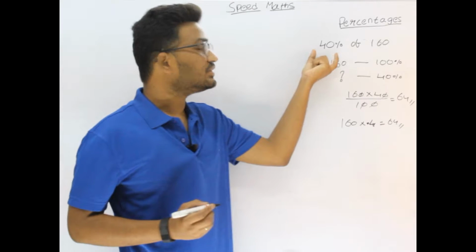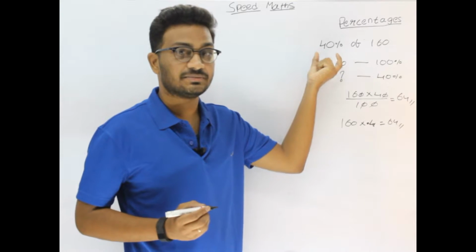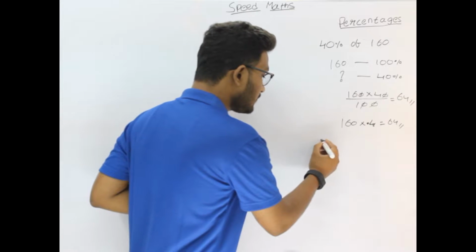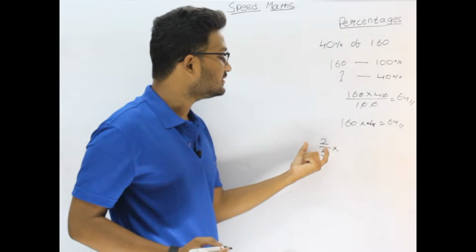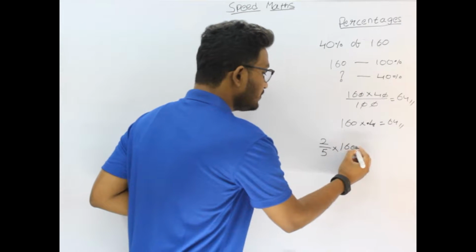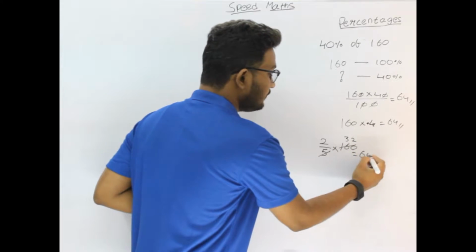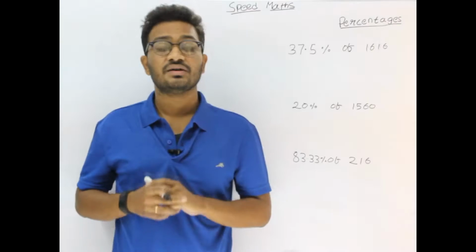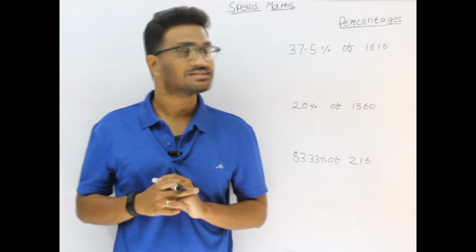Directly, what we have to do is take the fractional equivalent of this 40%, which will be 2 by 5. And after that, we have to multiply this 2 by 5 with 160, which will give us 64. Now, as we know the fraction to percentage equivalent, let us solve some more examples.